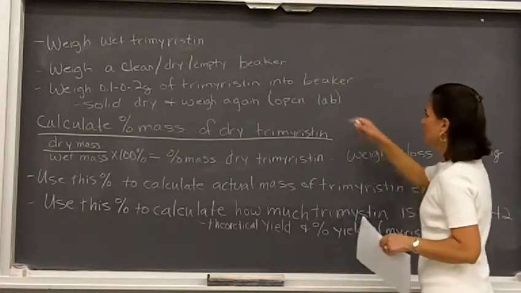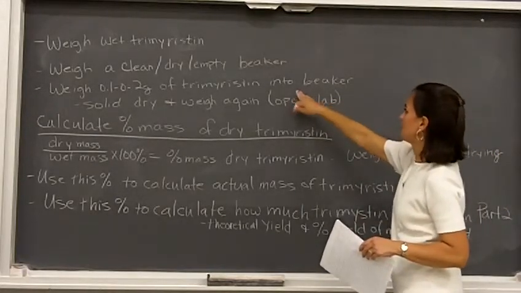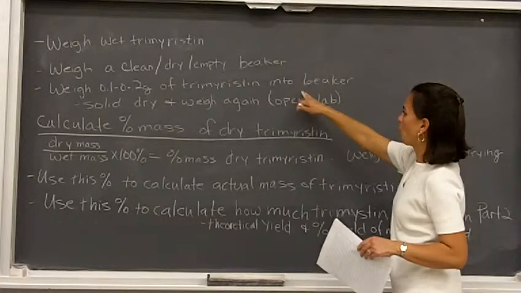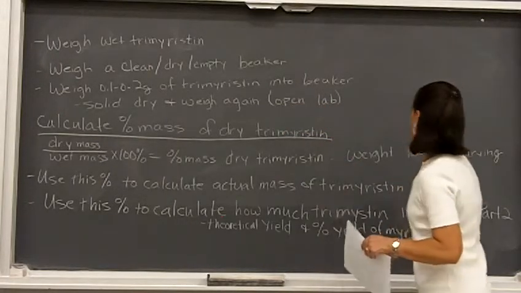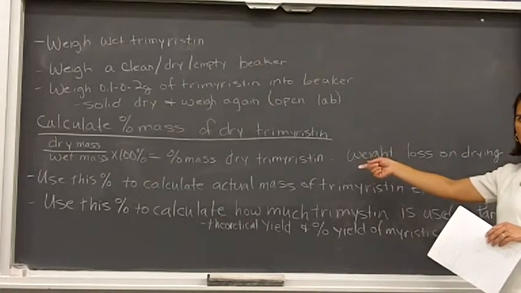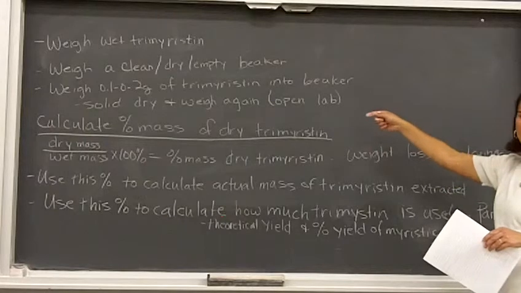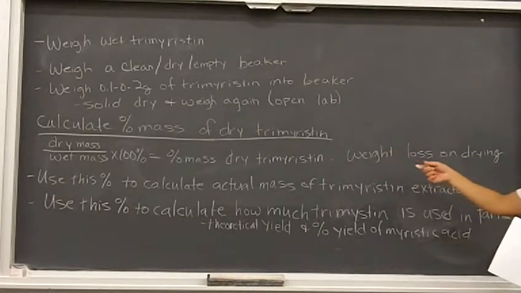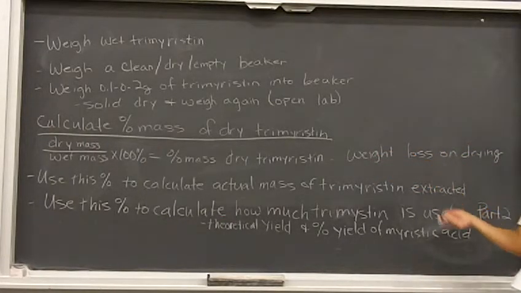So if you know your weight of trimyristin, wet and solid, then you can figure out what percentage of it is the trimyristin, okay? And if you take your total original weight minus that weight of trimyristin, you can figure out the weight loss on drying. Does everyone understand that? So the weight that you lose is lost to solvent, so that's the weight that was lost on drying. That sound okay? Okay, so that's another calculation you're going to need to make, okay?